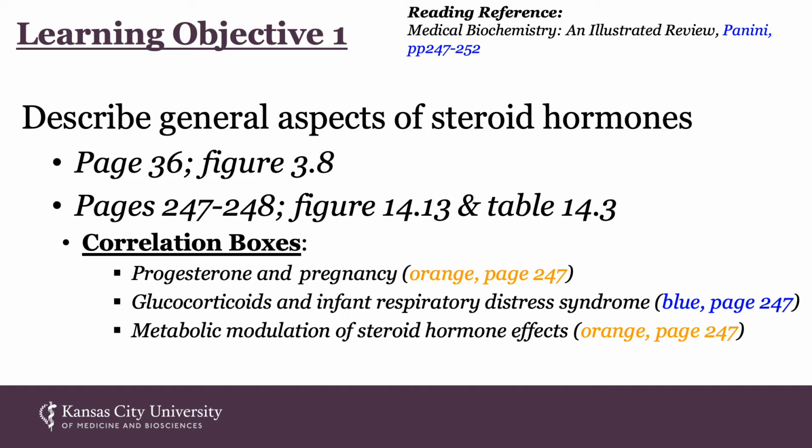There are 3 correlation boxes on page 247, 2 orange and 1 blue. In particular, the blue one describes infant respiratory distress syndrome and the use of glucocorticoids in this clinical condition.